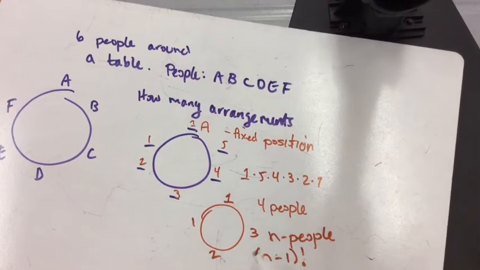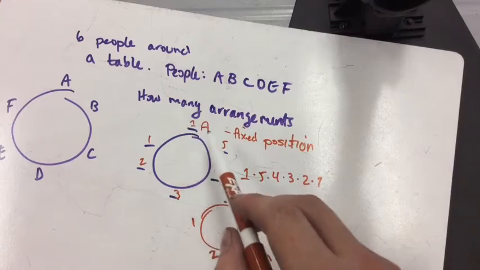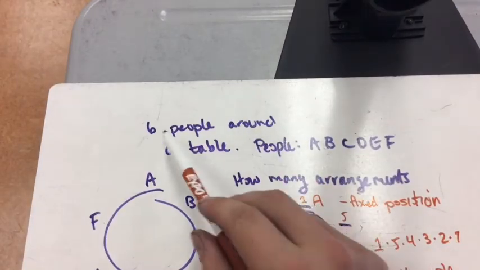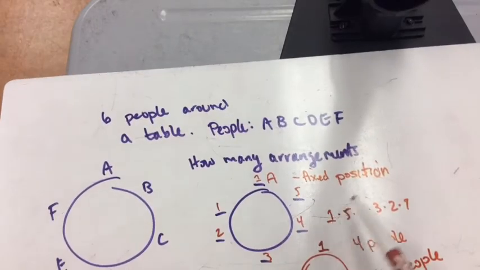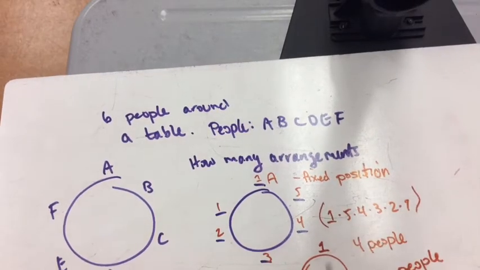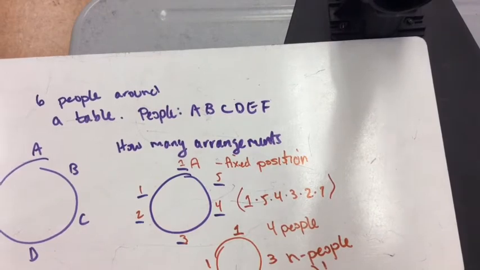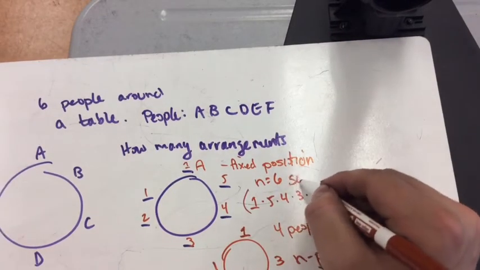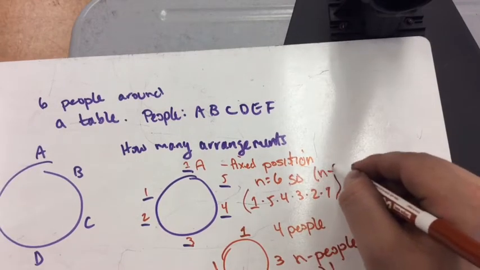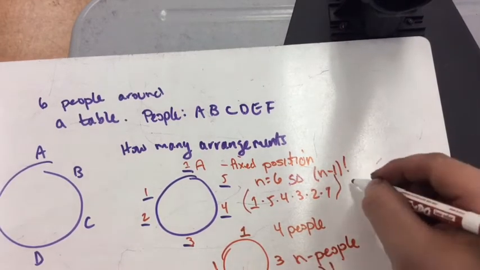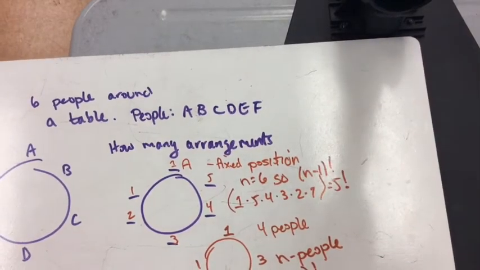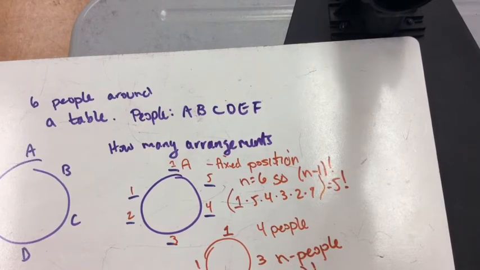This only is for circular arrangements, and this deals with the fact that we have to fix a position. So back to our original one. If we had 6 people around a table, and we have this as our answer, 1 times 5 times 4 times 3, really we could have said, well, n equals 6, so there must be n minus 1 factorial, or 5 factorial, arrangements. So again, n minus 1 factorial arrangements for circular permutations.